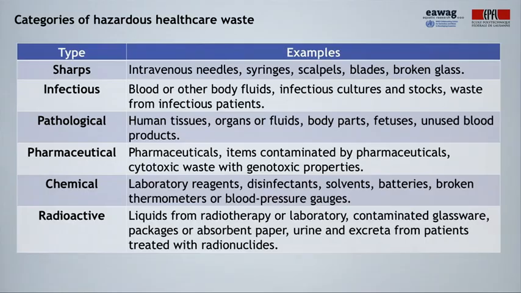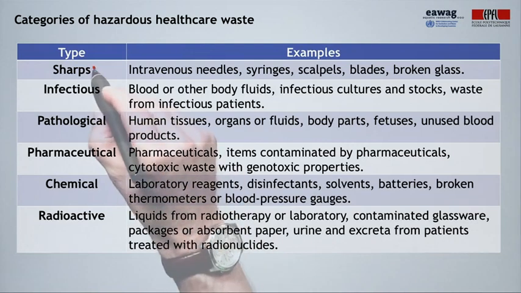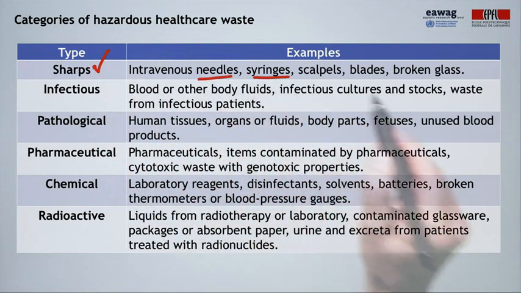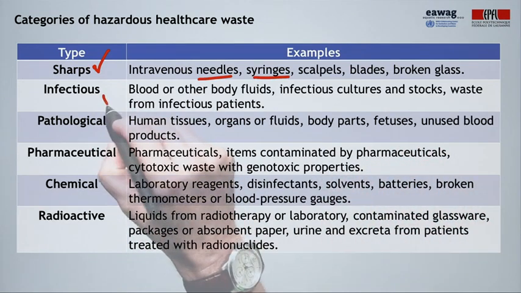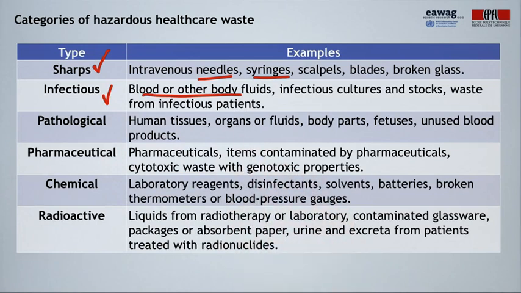Here is a list of categories of hazardous healthcare waste. Sharps, that's needles and syringes, but also blades. Then infectious waste, blood and body fluids, infectious cultures, pathological waste, human tissue, organs or body parts, pharmaceutical waste, which are pharmaceuticals themselves or items contaminated by pharmaceuticals, chemical waste, reagents, disinfectants, solvents, but also batteries, thermometers, radioactive waste from radiotherapy or from laboratories.